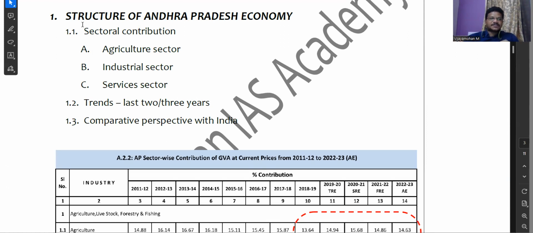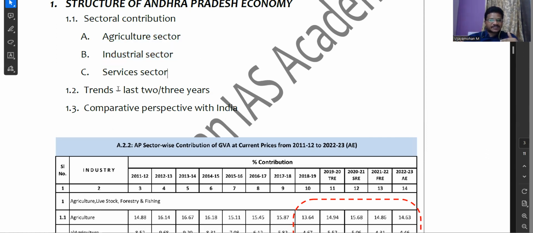So first of all, in the sectoral contribution, what is the agriculture sector contribution, what is the industrial sector contribution, and what is the services sector contribution, and what are the trends, especially in the last 2 to 3 years, whether agriculture sector contribution is increasing or decreasing, industrial sector contribution is increasing or decreasing. So this trend you need to look at once.